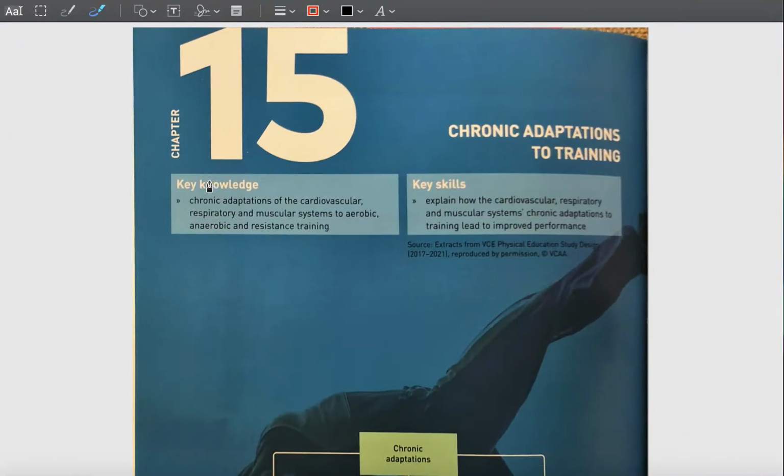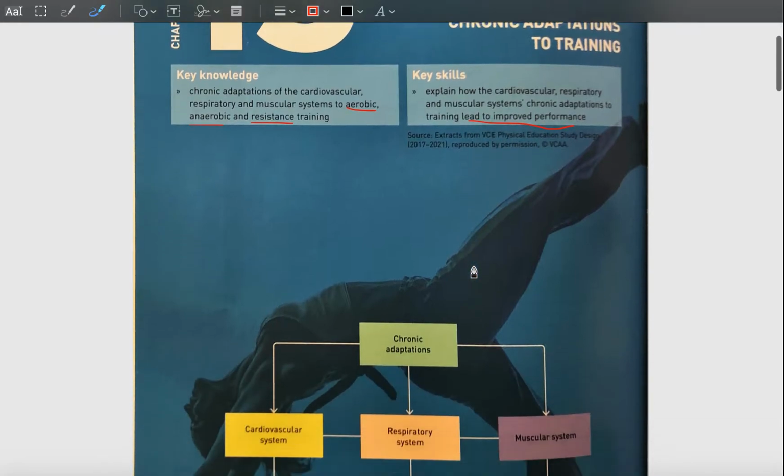The knowledge that you're going to need for this chapter is what are the actual chronic adaptations, what are the changes in the cardiovascular, respiratory, and muscular systems, and how they relate to both aerobic, anaerobic, and resistance style training. So it's about which type of training to use to get the change that you actually want. Just regular training or doing any style of training will not get you the change that you want. And the skills that you need is to be able to explain how each of those changes lead to improved performance. It has to always come back to improved performance.